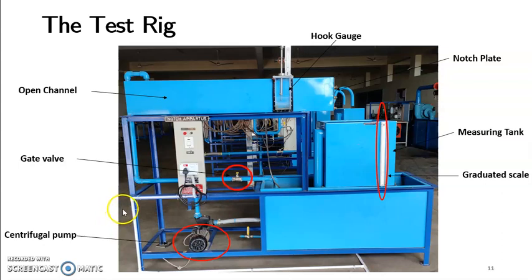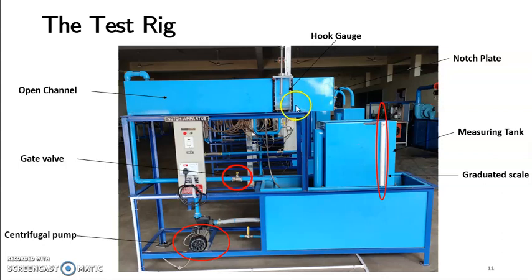Coming to the test apparatus, we have the sump tank where water is stored, and we have a centrifugal pump where water will be pumped to the open channel, and for that centrifugal pump we have a power supply, and we have a gate valve which controls the discharge which is going to the open channel, and this is the open channel, and a notch plate is attached to one end, and I will show you the front view in coming slides.